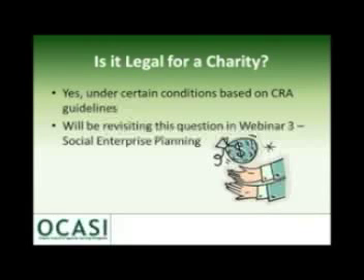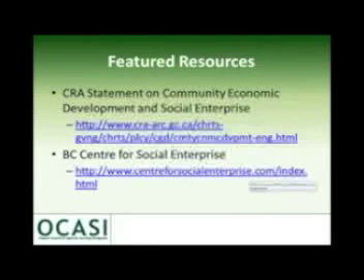We'll look at a featured resource for those of you who want to find out more about this right away. This is the CRA statement on community economic development and social enterprise, so please revisit the PowerPoint and take a look at that. Also, a lot of commentary on social enterprise and CRA regulation and policy is coming out of the BC Centre for Social Enterprise.